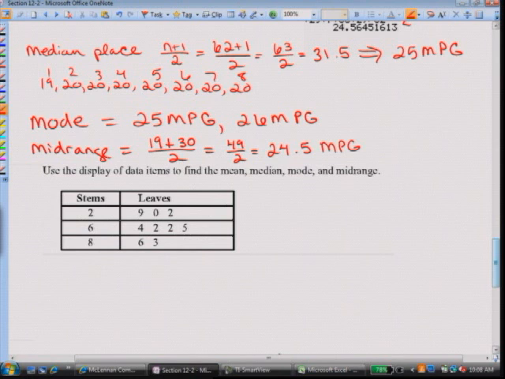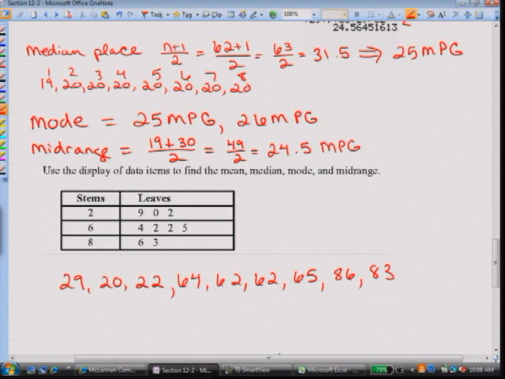So the way you pick the data out of this is, in the 20s, you had a 9, a 0, and a 2. So the data in the 20s is 29, 20, and 22. So this tells you the tens digit, and that's the ones digit. All right? So this stem is the 60s. So this is 64, 62, 62, and also 65, right? And then we have 86 and 83. So now I have my data.